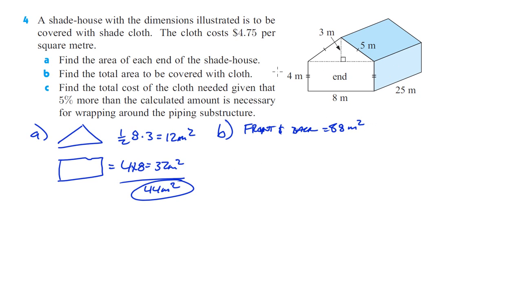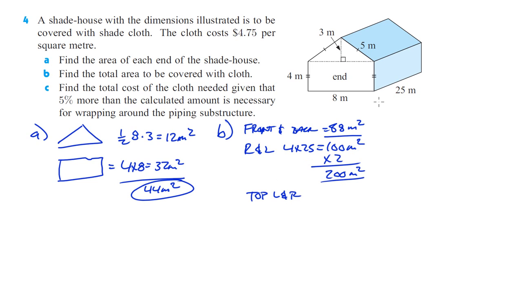We need to find the right and the left. Right and left, which is going to be, let's see, it's 4 meters by 25, so 4 times 25 is 100 square meters. Again, we want to multiply that by 2, so that's 200 square meters. Okay, so we've got the front, the back, the left, and the right. Now we just have to find the top two, so the top, left, and right. So those are going to be identical, and that's going to be 25 by 5, which is 125.